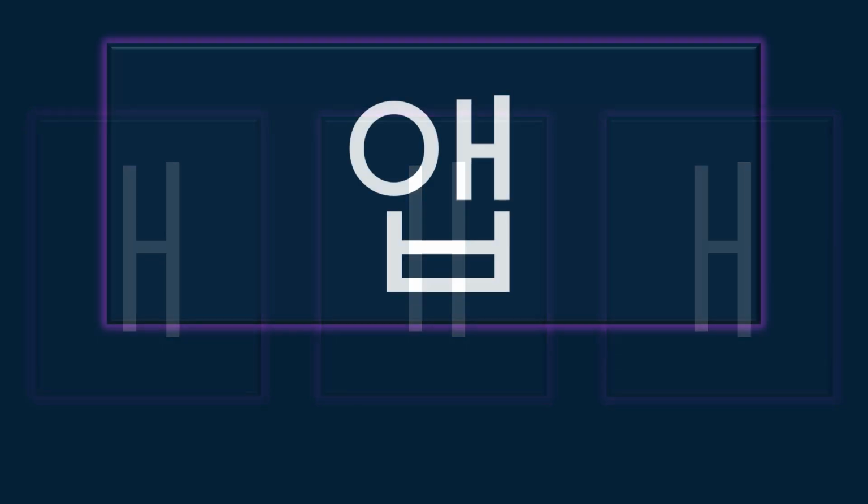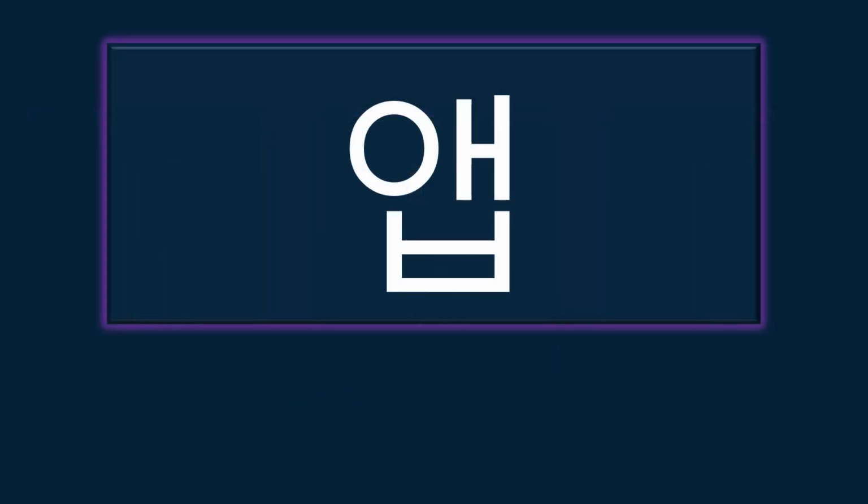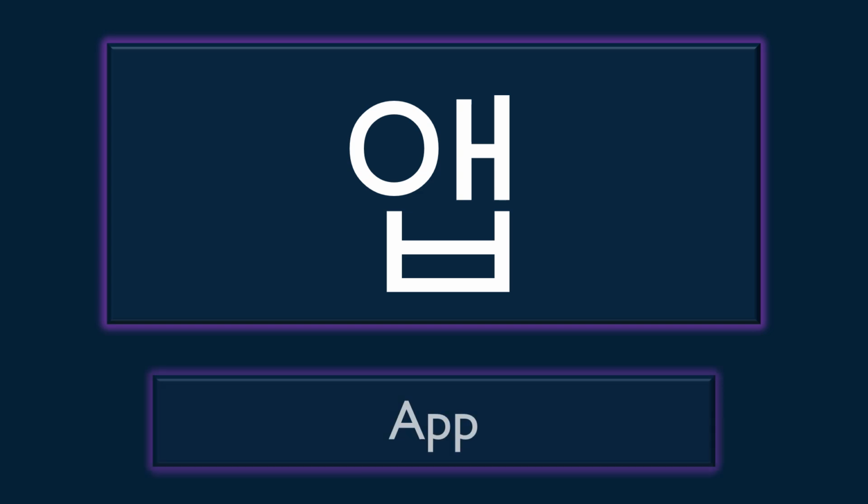Let's take a look at this word. This is read as app, which means app. For example, App Store. Notice this letter at the final position of the syllable? Yes, it's B. Its sound must have been B. However, it is a bachim which is found in the final position of the syllable. Then, its sound becomes P. One more time. App, app, app.